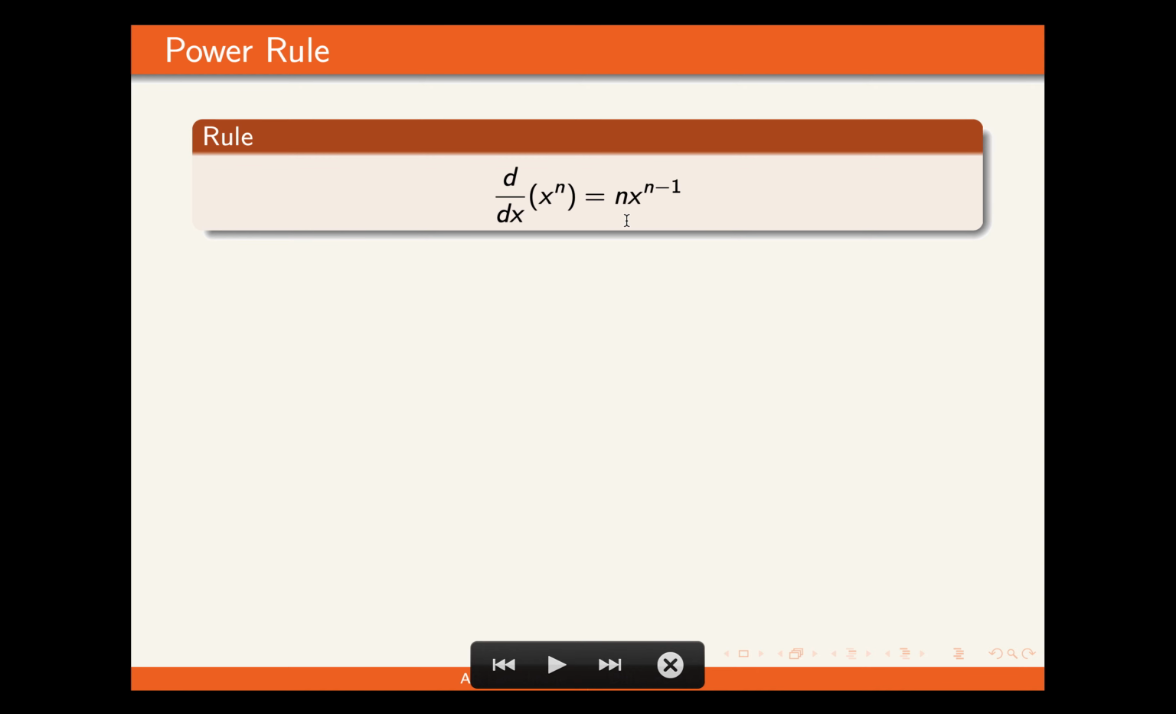If you look at this formula, you can see that if we have a power function like x to the power n, we bring the power down as a coefficient, write down the x as it is, and subtract the power by 1. So this is the power rule. Let's try to see some examples.